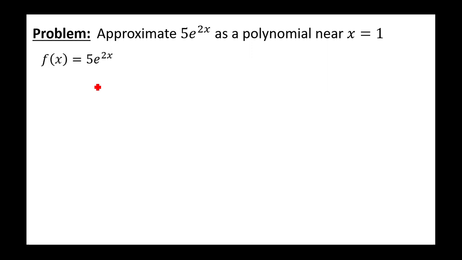So one way to do that is we could approximate this function 5e to the 2x as a polynomial near x equals 1. And that's basically what a Taylor series is, and that's kind of why you need something like a Taylor series for your calculator to calculate a value for a transcendental function like this, because it may not be apparent how to calculate this when x is not an integer.